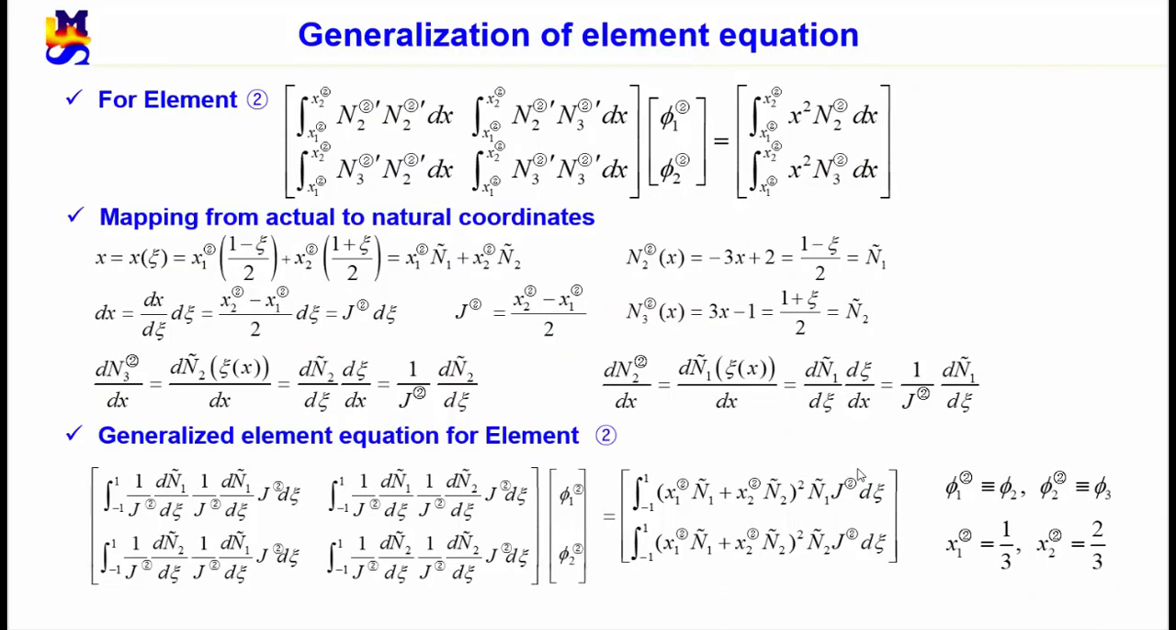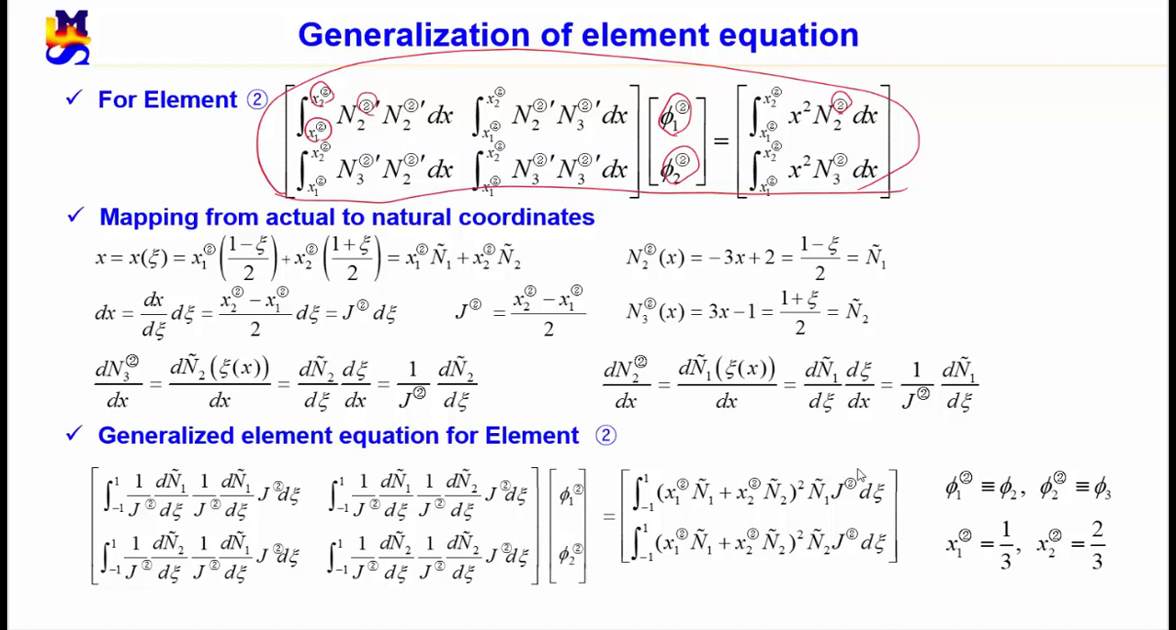Following our special notation convention, the upper and lower bounds of integration, that is x3 and x2, are replaced by x2 and x1 for element 2 respectively. Without loss of generality, we attach the superscript 2 circled to the interpolation function and its derivatives, as can be seen in this matrix form equation, to designate their domain of definition. Phi 2 and phi 3 are replaced by phi 1 and phi 2 for element 2 respectively. It should be noted that this is just a general expression of the element equation of element 2.